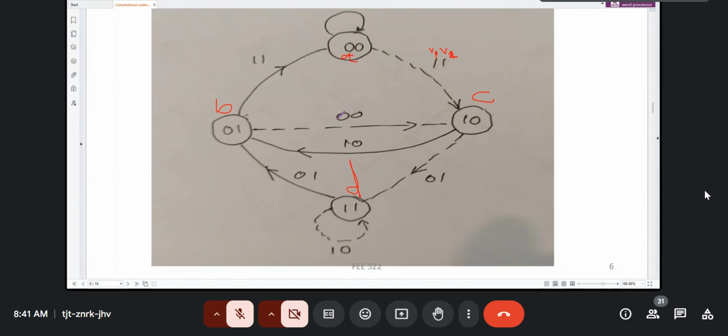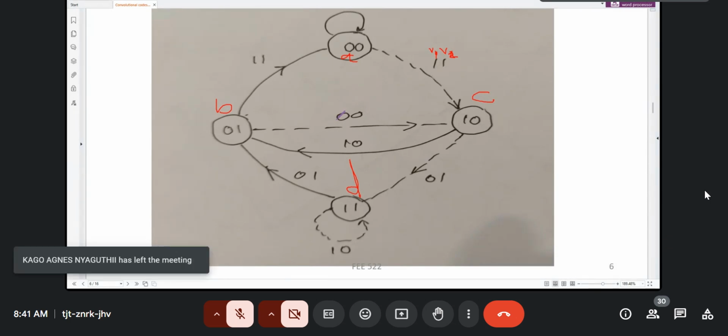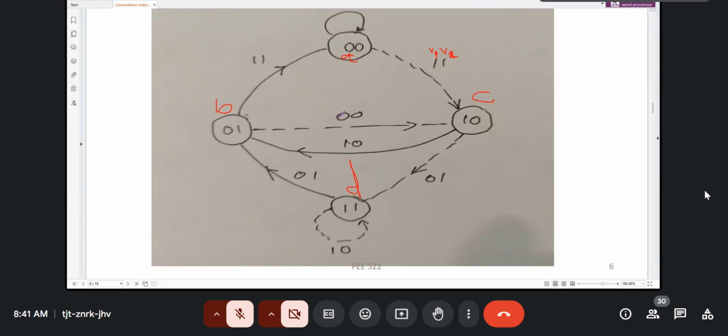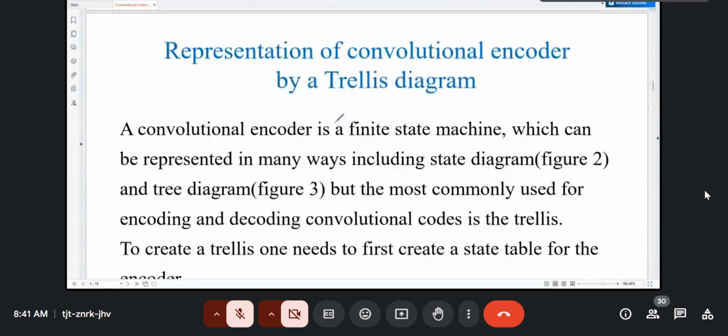Does anybody have a question on this one? I normally ask because sometimes it looks very easy when we are doing it, but when people are told to do the state table, they are unable to do it in an exam situation or a CAT situation. That's why I was asking, to make sure that you have understood it.